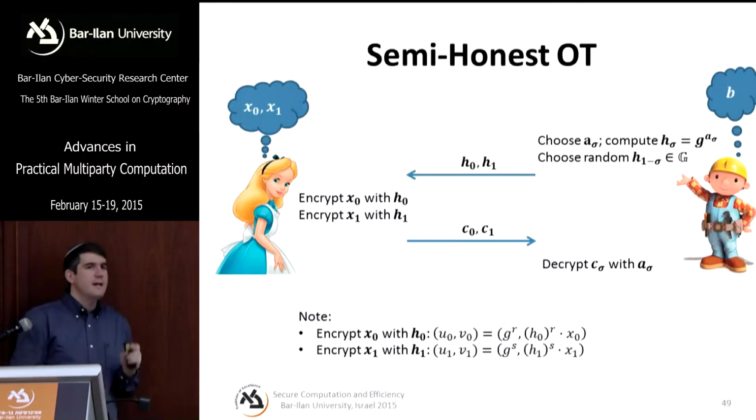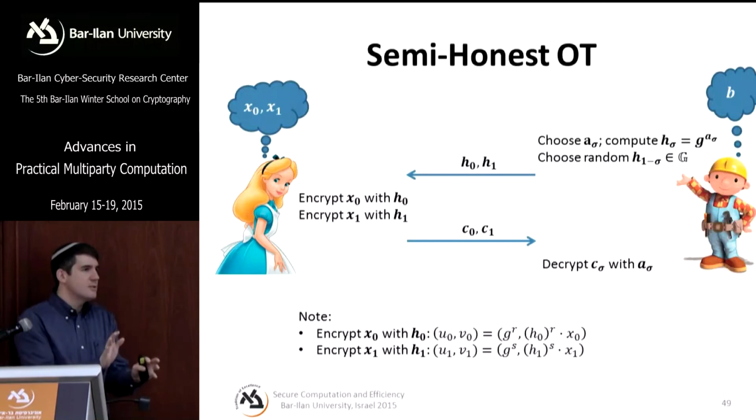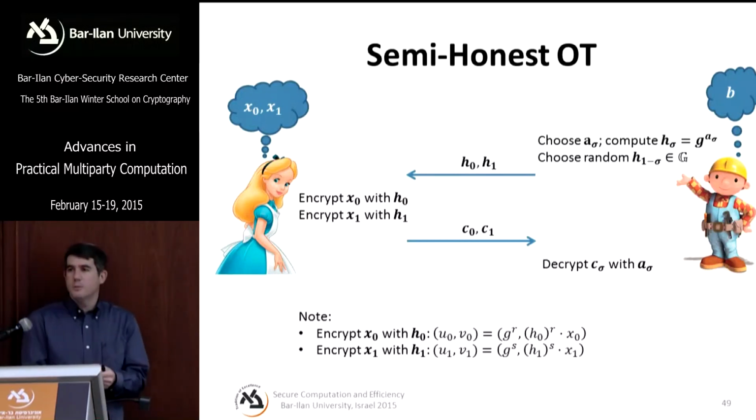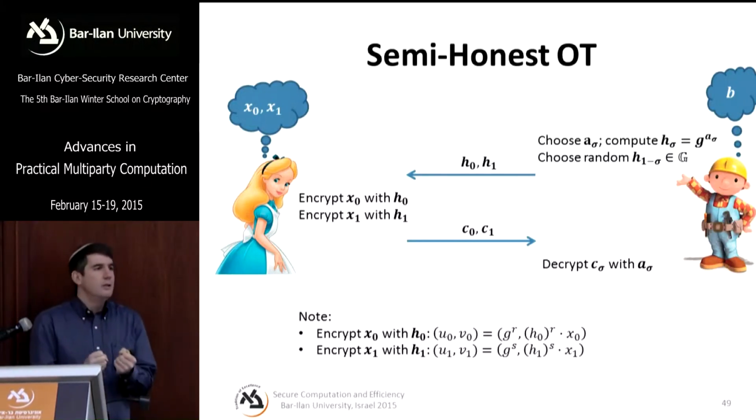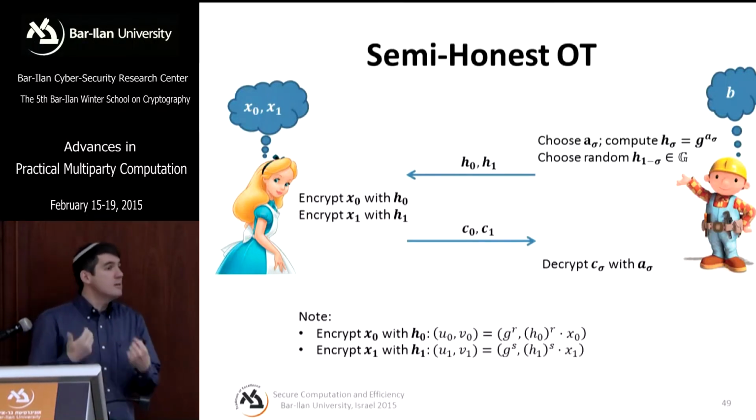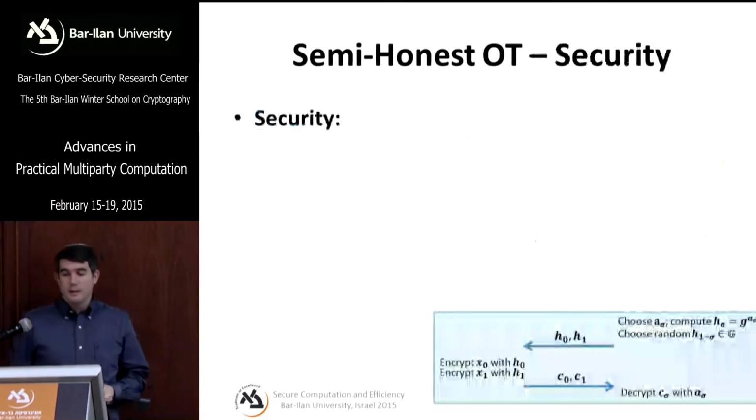But leave that aside for now. Just think about the fundamental situation when Bob is behaving nicely, it's true, but he's still managing to get only one of the inputs of Alice without learning the other one, without Alice knowing what he got. So there is this oblivious transfer property, which is very, very nice.